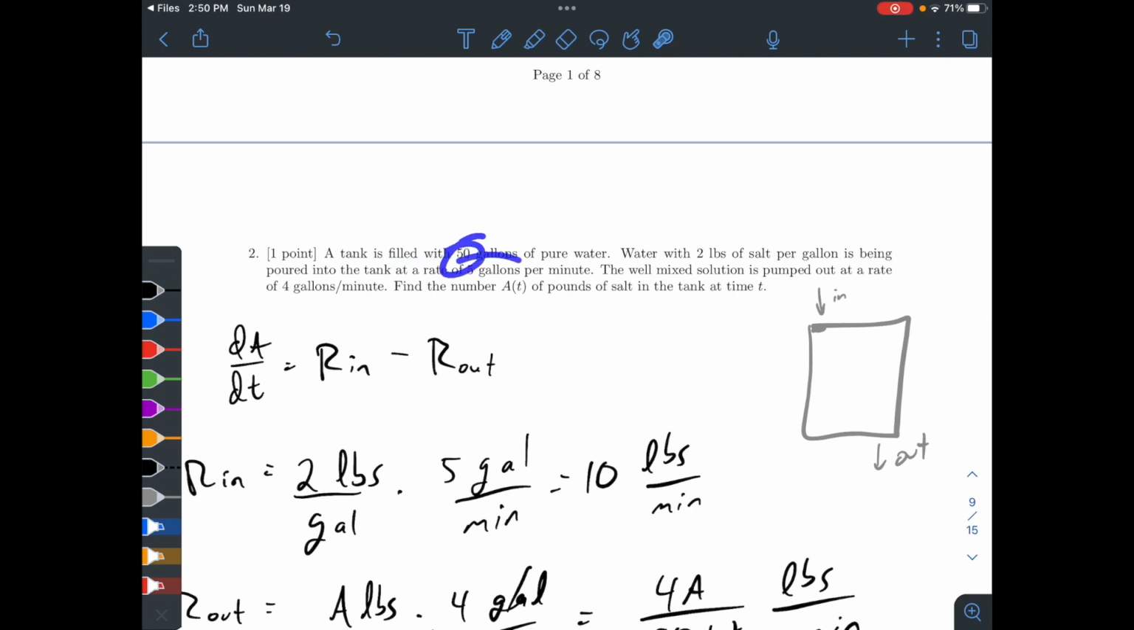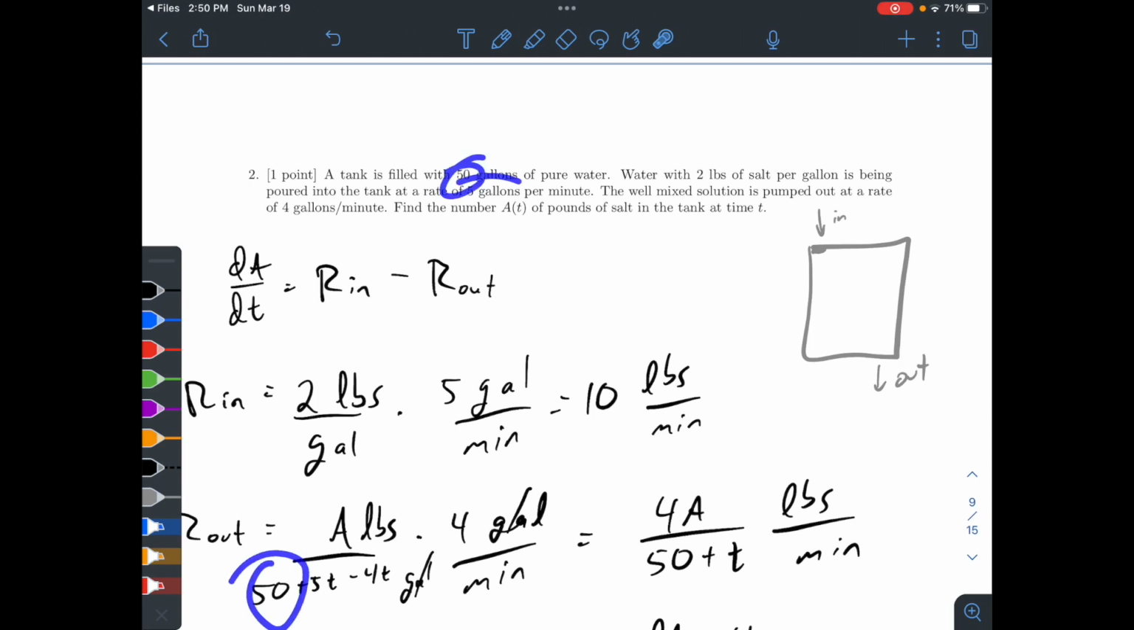I guess we've kind of used it, right? We used the 50 to come up with this thing over here. But the fact that it's pure water, we haven't used that yet. The fact that it's pure water tells us there's no salt in it at time 0. So A of 0 is equal to 0.